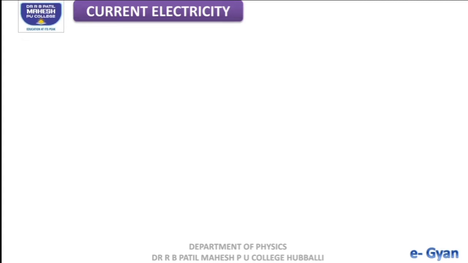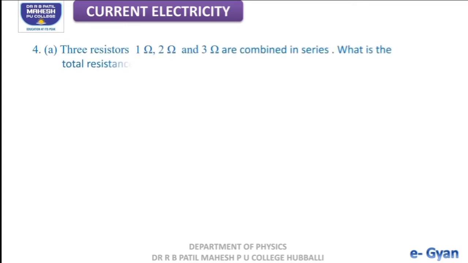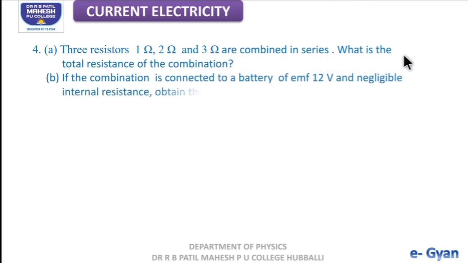Next, question number 4. Three resistors 1 ohm, 2 ohm and 3 ohm are combined in series. A. What is the total resistance of the combination? B. If the combination is connected to a battery of EMF 12 volt and negligible internal resistance, obtain the potential drop across each resistor. Okay, here negligible internal resistance means internal resistance is taken as 0.